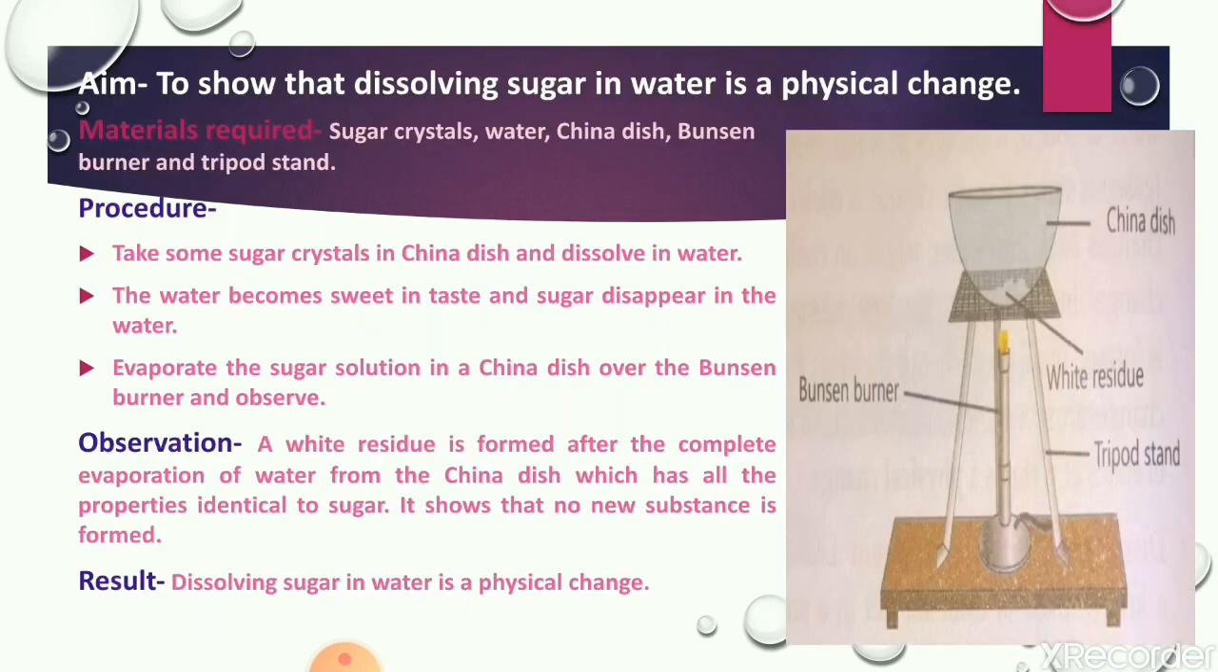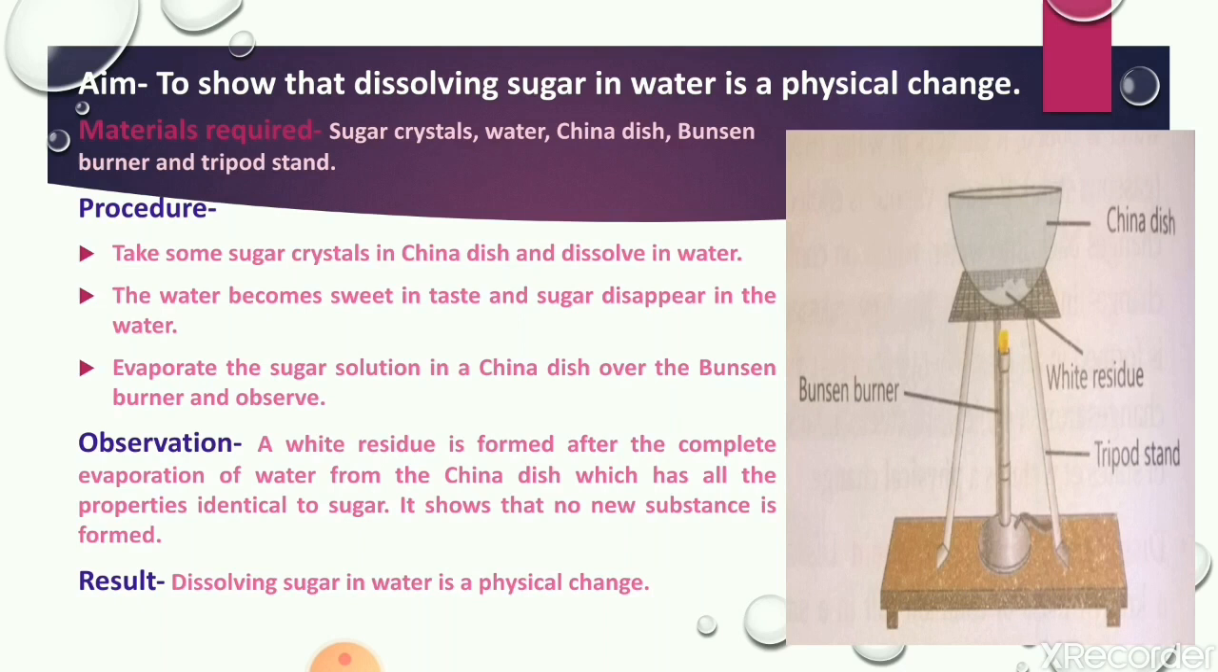Now we will see physical change by dissolving sugar in water, means we have to show that dissolving sugar in water is a physical change. So for this we will need sugar crystals, water, china dish, bunsen burner and tripod stand. First of all, we will take sugar crystals and keep them in the china dish, and we will pour some water into it and dissolve the sugar in the water. So obviously the water will become sweet and the sugar will disappear in the water. The water becomes sweet, it means sugar molecules are still present in water.